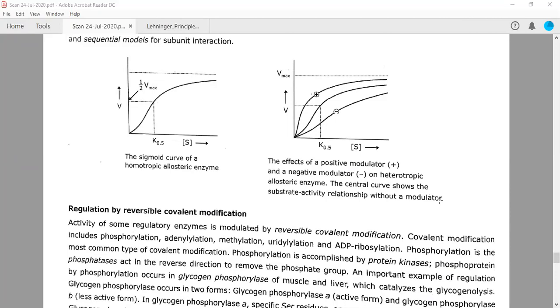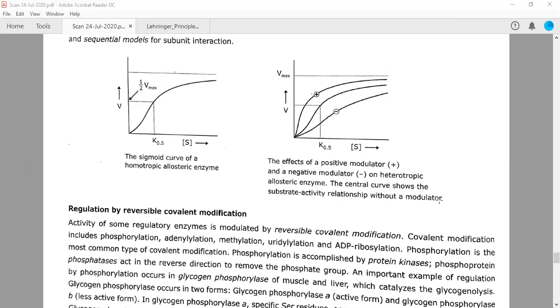Myoglobin does not show cooperative behavior, whereas hemoglobin does. On the next page, page number 41, they have given the shift in the presence of bisphosphoglycerate. The Bohr effect and all these things have been discussed. There is also some behavior of allosteric enzymes or proteins given over page numbers 42 and 43.